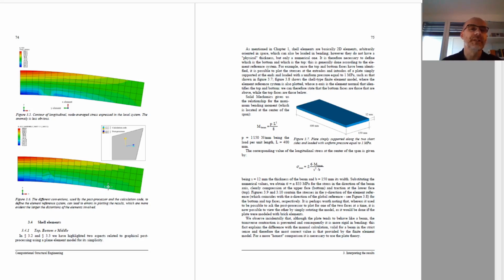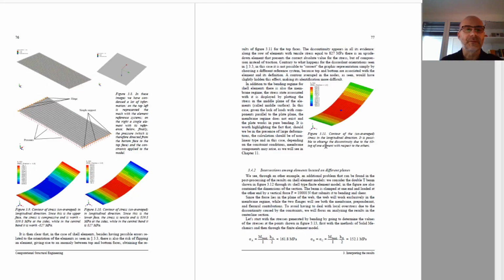So here it's simple and it's easy to understand, but clearly on a more complex model it won't be so straightforward. Shell elements as well have an additional problem which comes from the normal. So if one element is reversed compared to the other and we plot the bottom or the top stress, then we can get something like this.